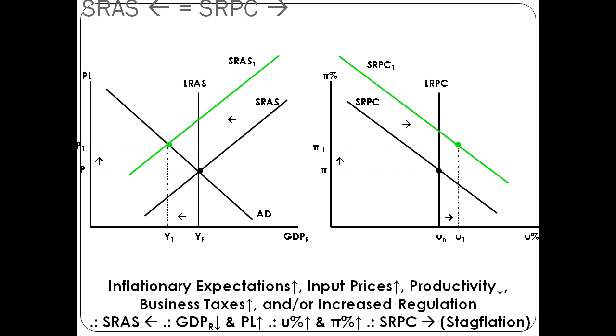You can see that on our short run Phillips curve there. And the short run Phillips curve, of course, shifted to the right. Now, this, of course, creates stagflation, which is when you see both the unemployment rate and the inflation rate going up.